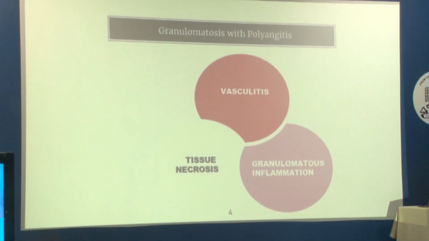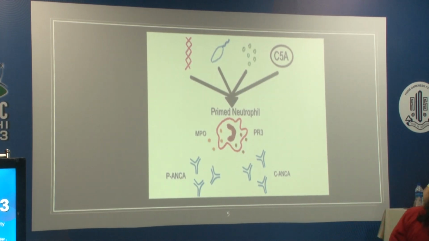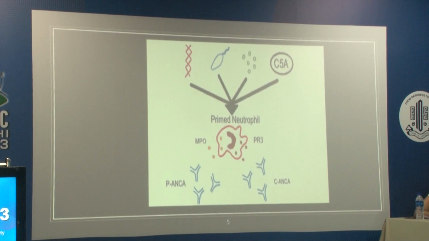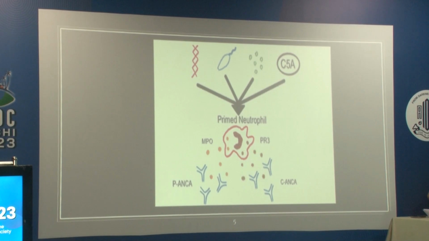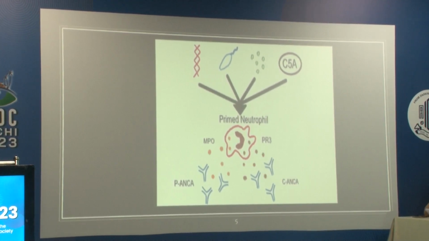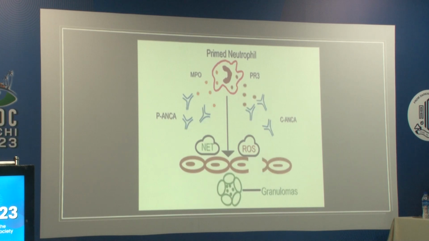This condition has a triad of vasculitis, tissue necrosis, and granulomatous inflammation. There are a lot of triggering factors like Staph aureus infection, pro-inflammatory cytokines, and genetic factors, which trigger a neutrophil and make it primed. In turn, it releases antigens called myeloperoxidase, MPO, and the proteinase 3 antigen. These antigens are recognized by the B cells, which produce antibodies, the ANCA antibodies, against these antigens, which gives out a major inflammatory cascade and causes damage to the endothelium, thus causing vasculitis and granuloma formation.